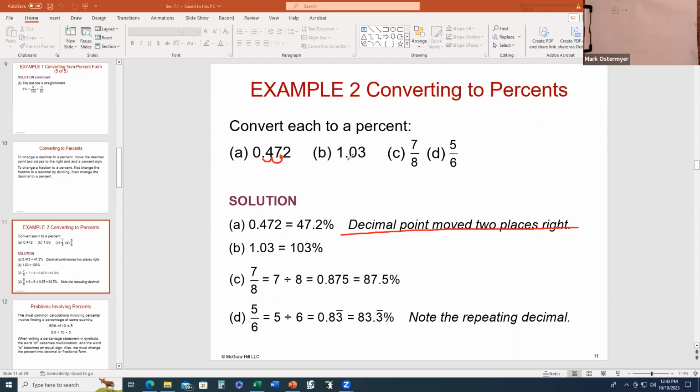1.03, what would that be as a percent? We're going to move the decimal point 2 places to the right, so this is going to be 103%. Makes sense, because if you got one whole of anything, you have 100% of it. And if you got 3/100ths more of that something, you got 3 extra percent of that something. So 100% plus 3% is 103%.